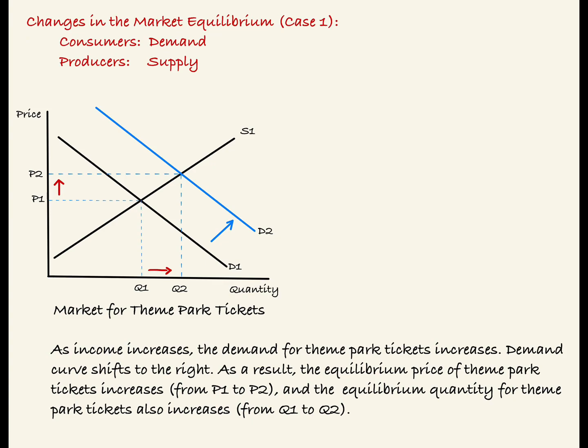Here's the scenario. As income increases, the demand for theme park tickets also increases. As a result, the demand curve shifts to the right. As you can see in the example, it shifts from D1 to D2. As a result, the equilibrium price of theme park tickets also increases. The price increases from P1 to P2. And the equilibrium quantity for theme park tickets also increases from Q1 to Q2.